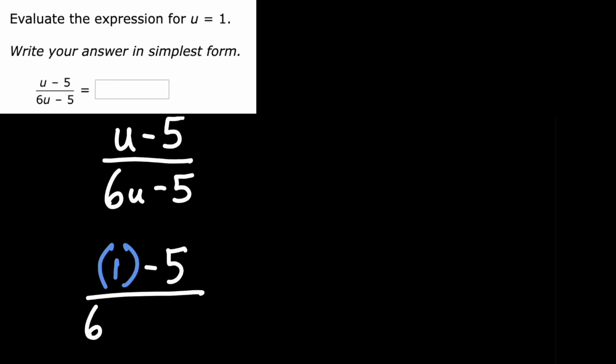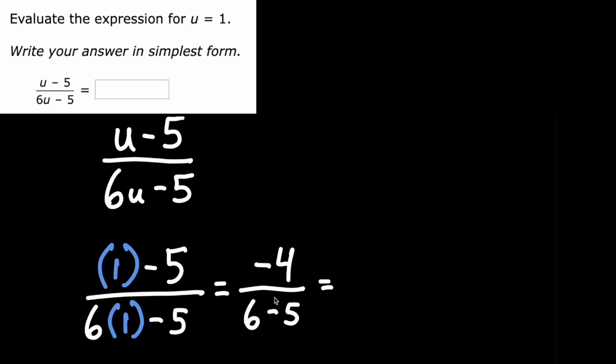Next, we need to plug in 1 for u. When we try and solve the numerator, we have 1 minus 5, which gives us -4. For the denominator, we have 6 times 1, which is 6, minus 5 gives us 1. And -4 over 1 is the same as -4.